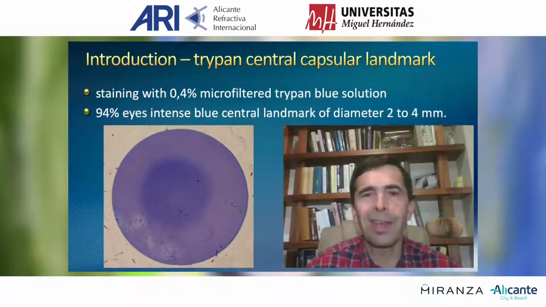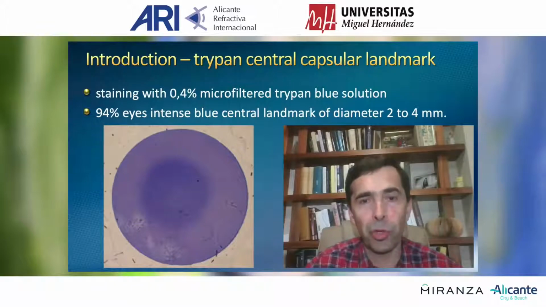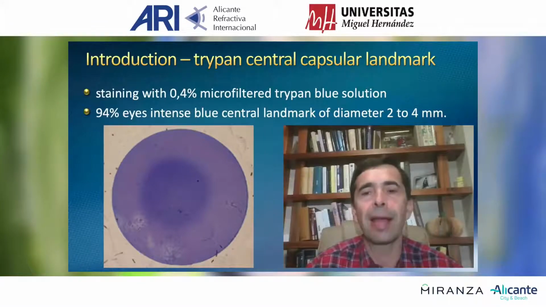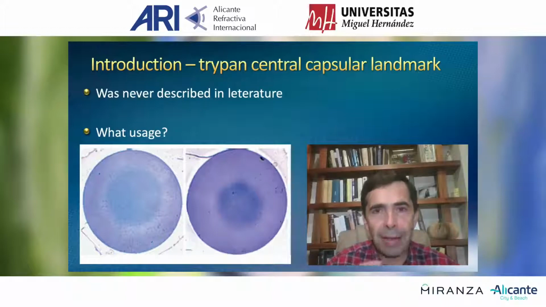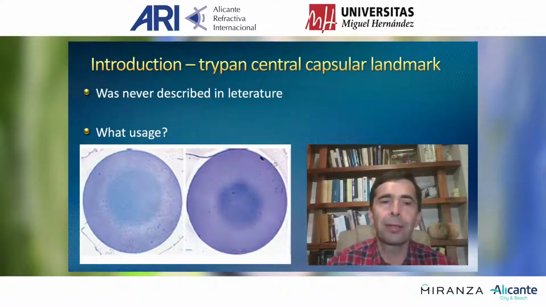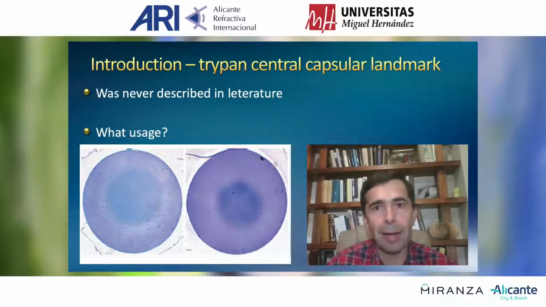First of all, we have improved the staining of the anterior capsule with 0.4% microfiltered trypan blue solution. And in 94% of eyes, we obtain an intense blue central landmark of diameter 2 to 4 millimeters. This central dark spot, which we call the center capsule landmark, has never been described in the literature. So what can we use this for?